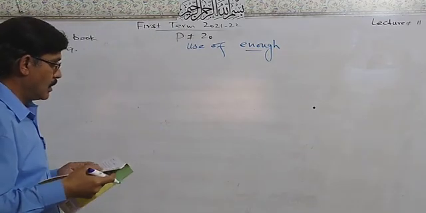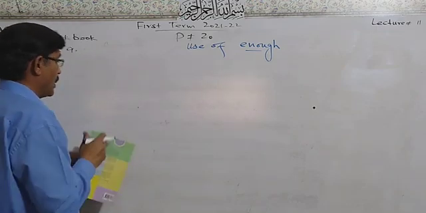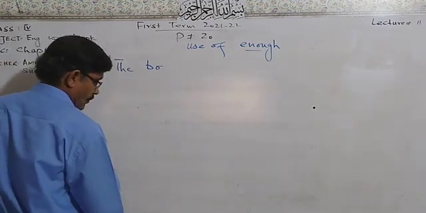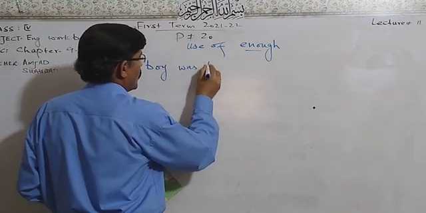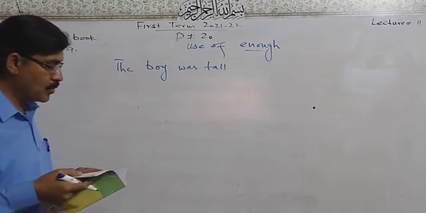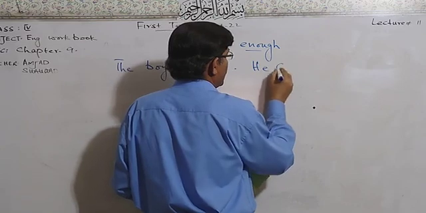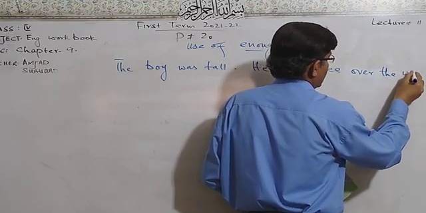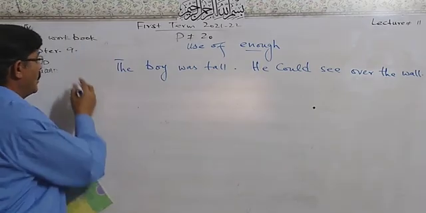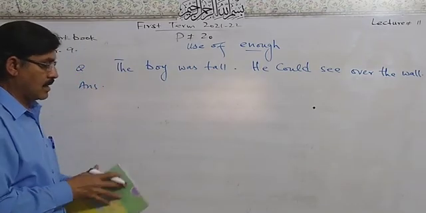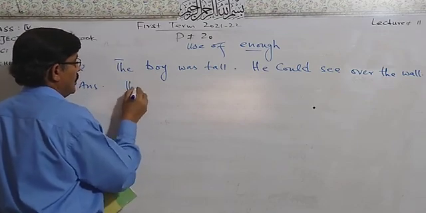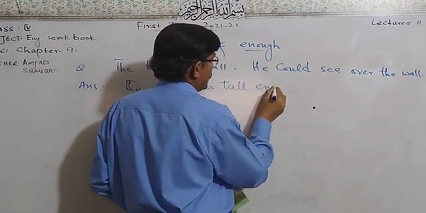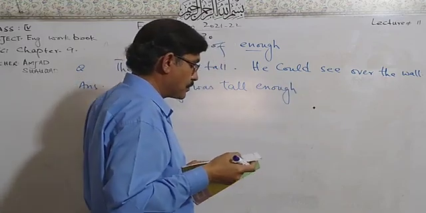The boy was tall, he could see over the wall. This is the example. Like this one question and this is the answer: the boy was tall enough to see over the wall.